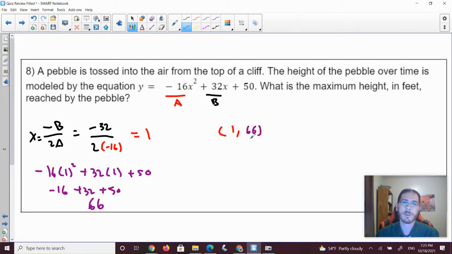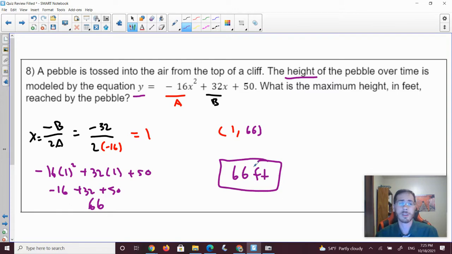But I'm not asked for the vertex. I'm asked for the maximum height. So I have to think, all right, which one is the x and which one is the y? And the y, it turns out, is going to be the height, because it says the height of the pebble over time is modeled by the equation y equals. So the height is measured, and that tells me that the height is going to be the y. So I only want the height. So I'm going to get 66 feet. So that's going to be my height.